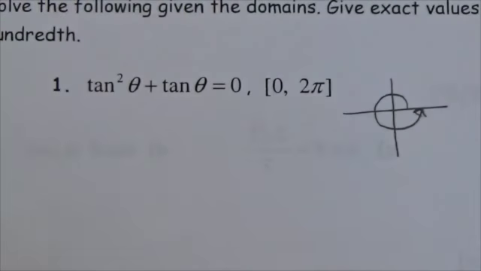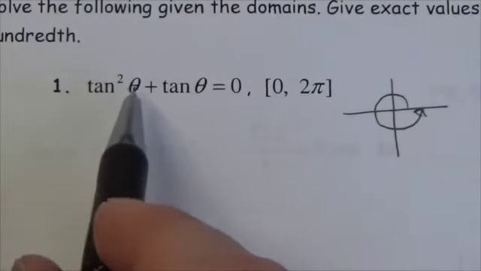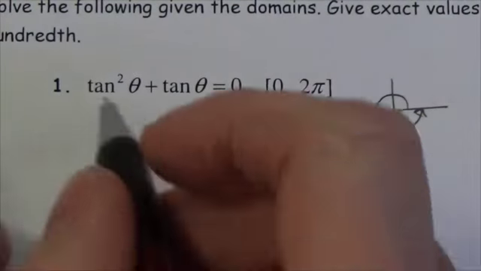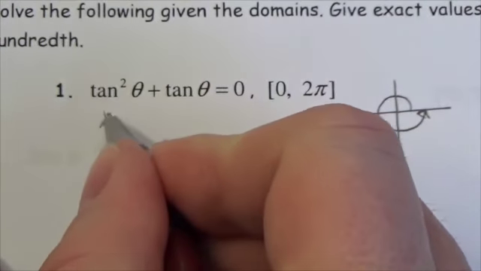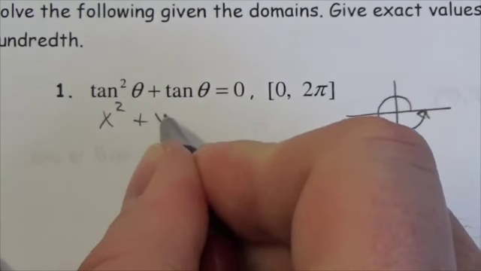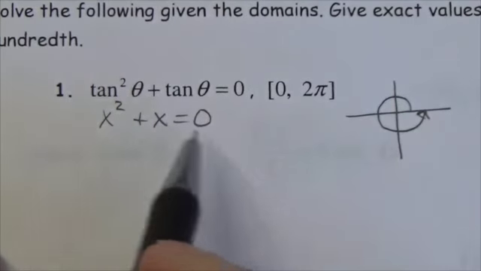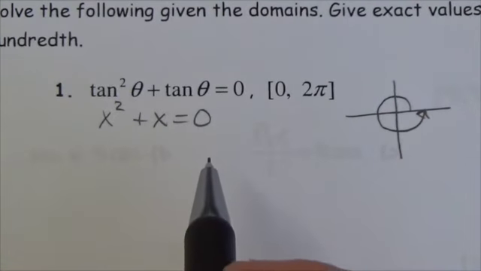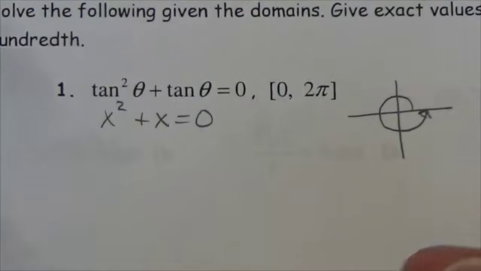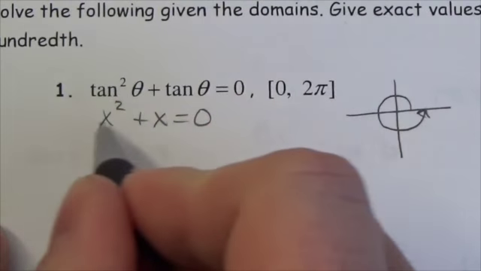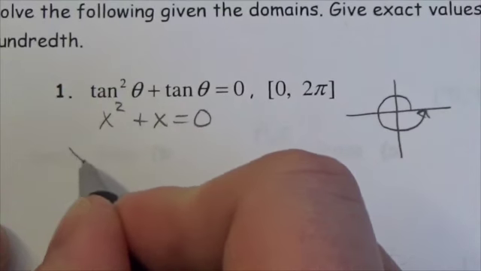Now, I need to solve this. Notice I've got a tan squared and a tan. What I'm going to do here is replace the tangent of theta with x. And so I'm going to solve the quadratic part of this first. Now, I can't isolate x right off the bat here, so what I've got to do is factor this. But it's a fairly simple one. It's just a common factor.